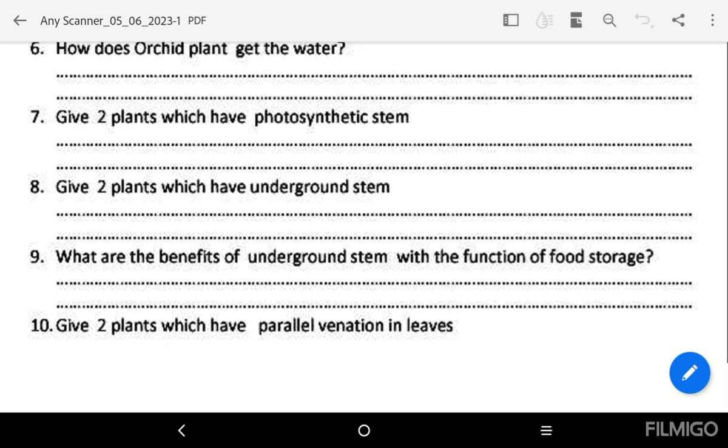Question number 10. Give two plants which have parallel venation. We know plants show two types of leaf venation: reticulate venation and parallel venation. What is parallel venation? Parallel venation means veinlets lie parallel to the midrib of the leaf. So parallel venation can normally be seen in monocotyledonous plants such as grass, coconut, areca nut, like that.